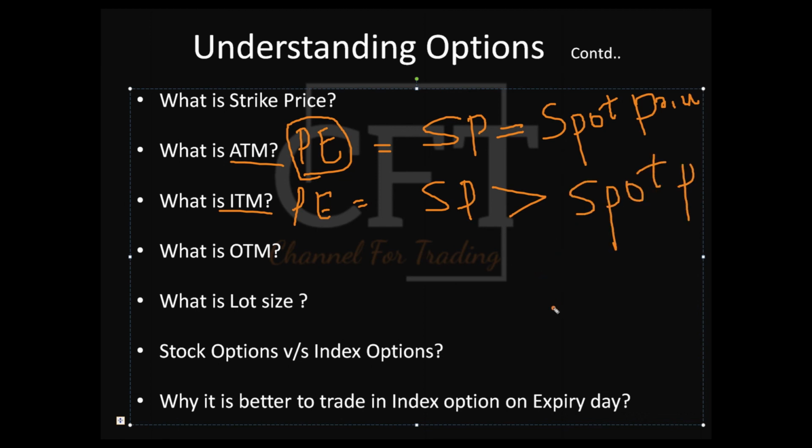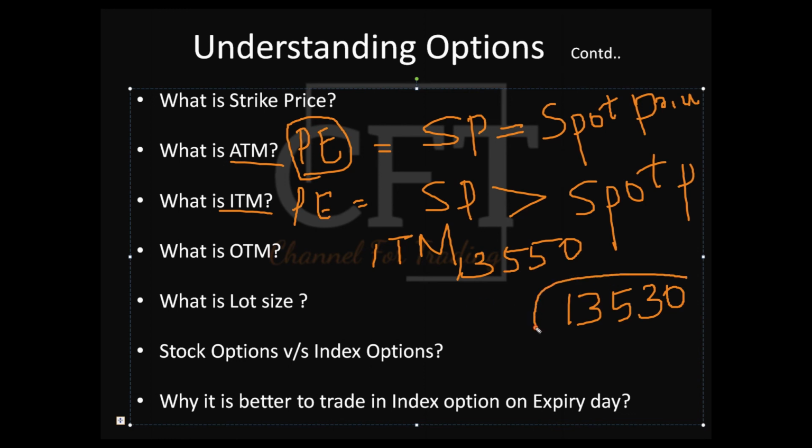Your strike price, that means if the Nifty is trading at 13,530, 13,550 will become your in the money. For a call option, this is your out of the money, right? But for a put option, for a strike price, if your Nifty is trading at 13,530, then in the money becomes 13,550 and all the prices above this, 13,600, 650 and goes on like that. All this will become in the money. For a call option, all these will become out of the money.